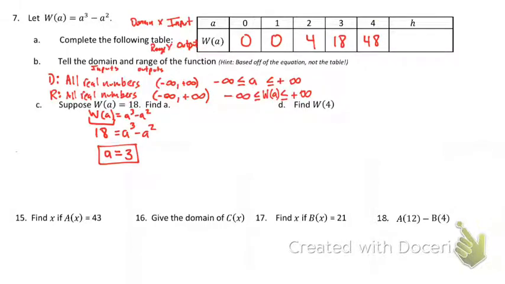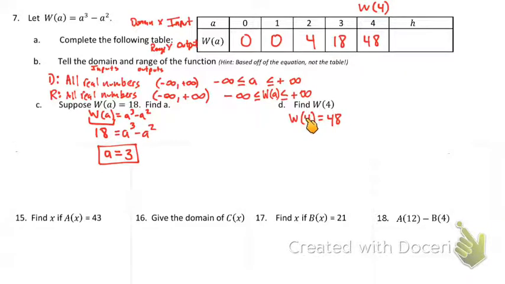So let's try D. We have W(4). We could plug it in and solve it out, or we could look at the table. Instead of A, we plugged in 4. So W(4) is really this guy. It's really W, and we plugged in 4 for A. So that means W(4) is equal to 48.